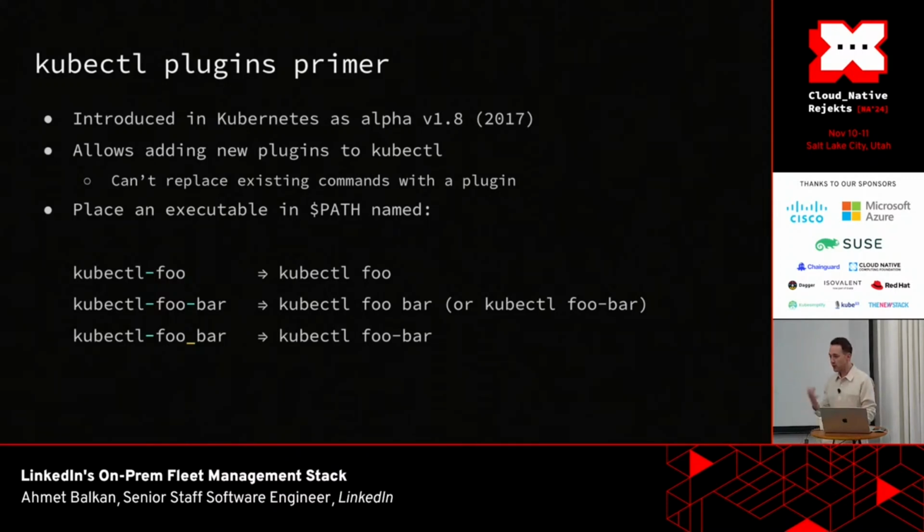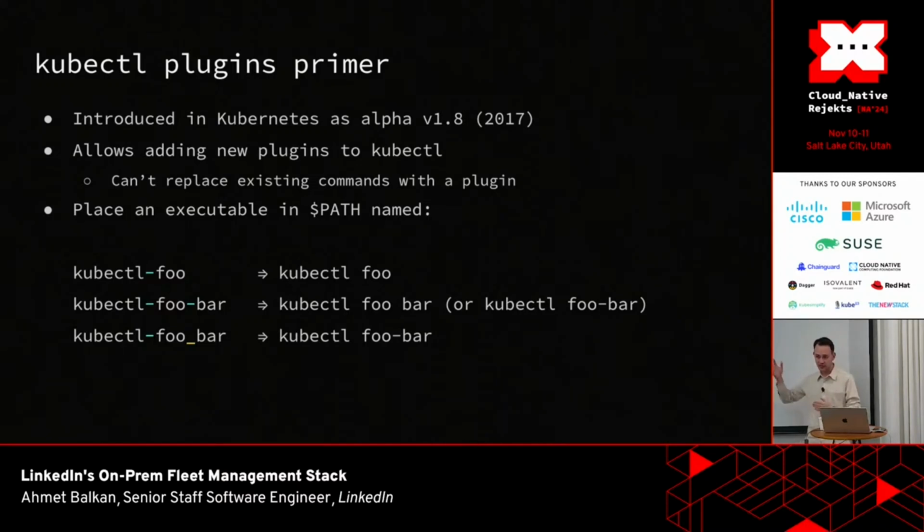So the way plugins work, again, is you create a binary or executable, could be literally a bash script, no one cares. As long as it's executable, you just put it somewhere in your path, doesn't really matter where. As long as it's called kubectl-foo, you can invoke it as kubectl space foo. Simple as that.